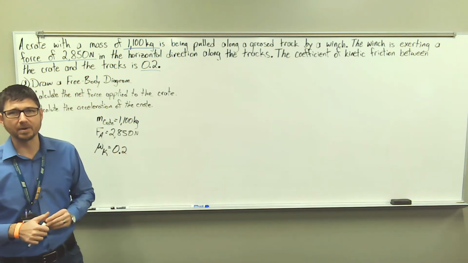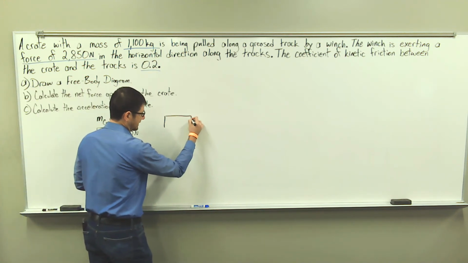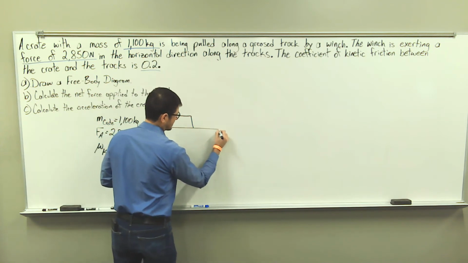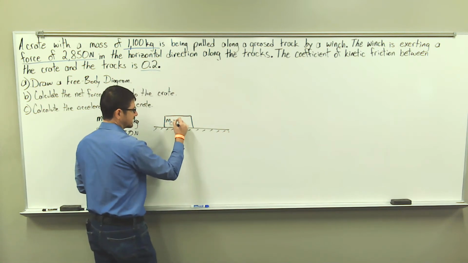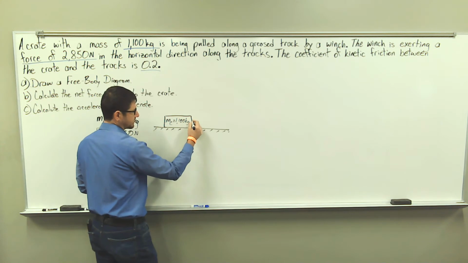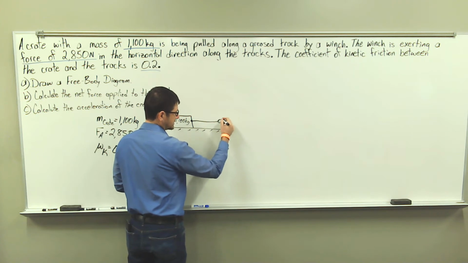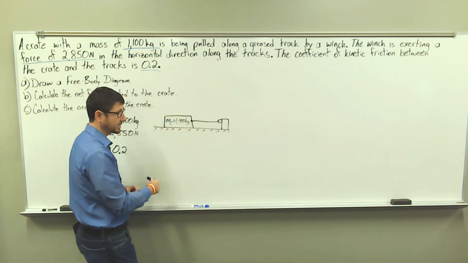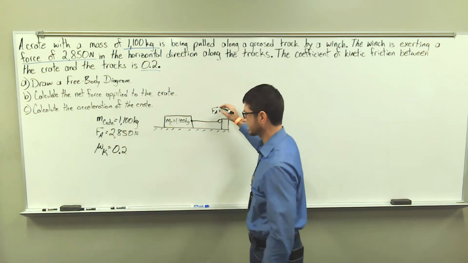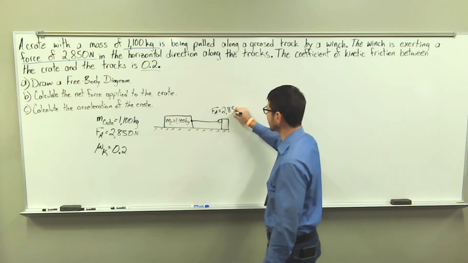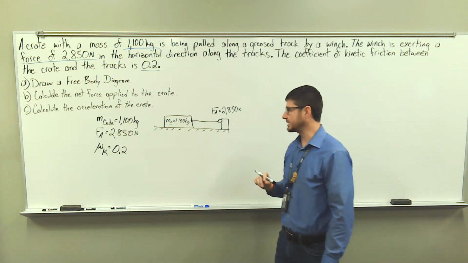Now before we draw a free body diagram, let's just draw a very simple picture. So what we've got is a crate, and here's my floor, and the mass of the crate is 1,100 kilograms. There's a cable attached, and there's a winch, and the winch is mounted to something, okay? The applied force of the winch is, let's take a look at our knowns and unknowns here, 2,850 newtons, okay?